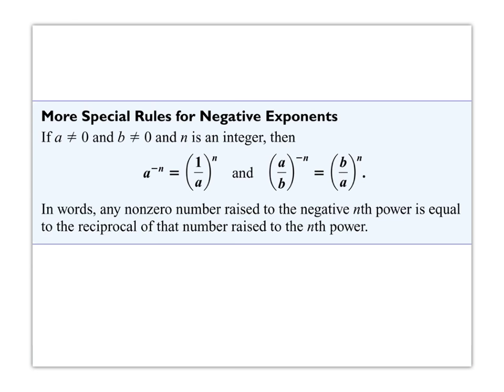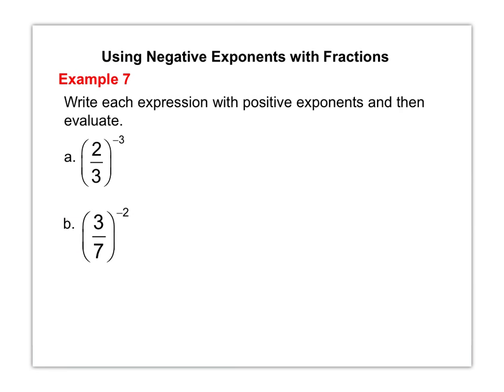All right, we have more special rules for negative exponents. If a does not equal 0 and b does not equal 0 and n is an integer, then a to the negative n can be written as the fraction 1 over a to the n power. Also, the fraction a over b raised to a negative exponent n can be written as the reciprocal of the fraction raised to a positive n power. In this example, we want to write each expression using positive exponents and then evaluate.